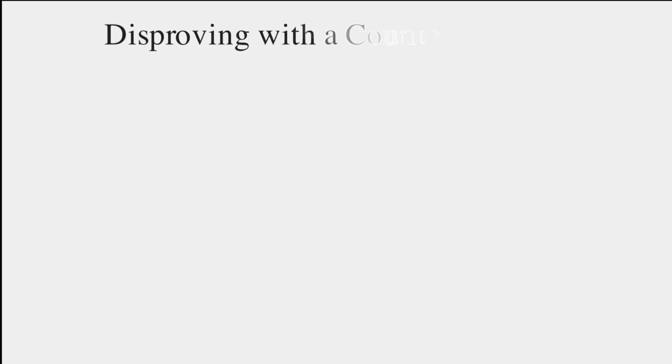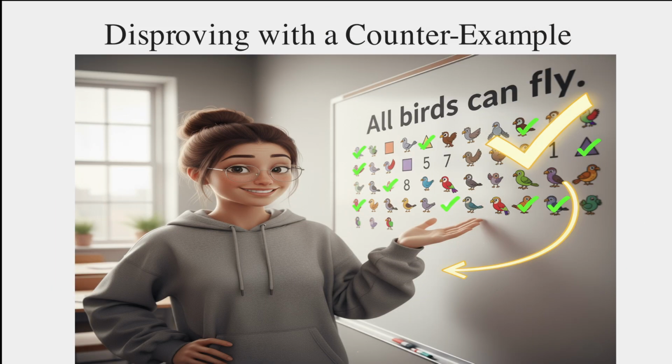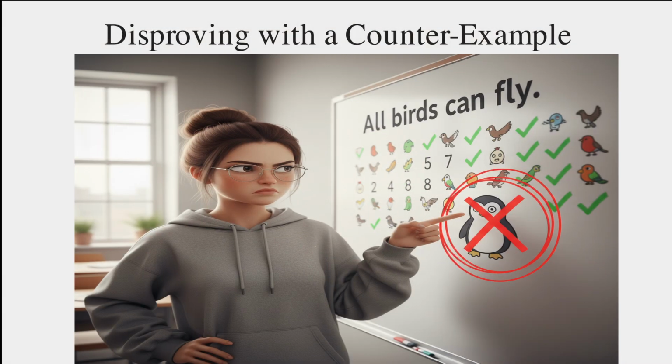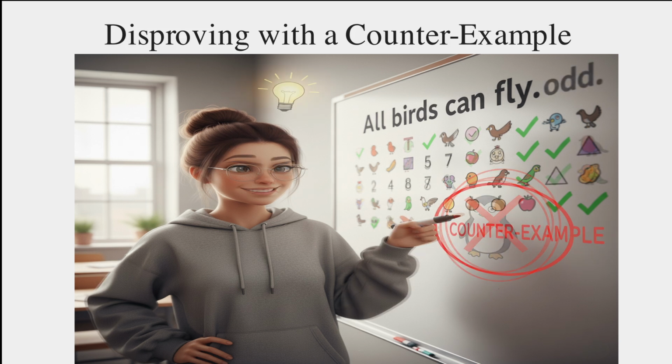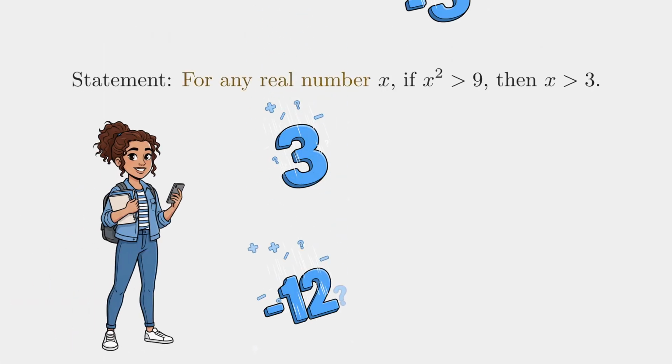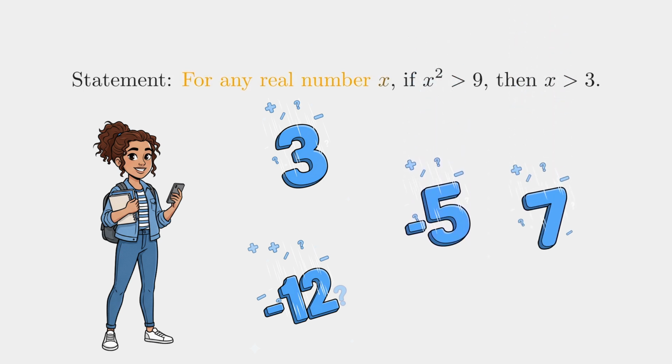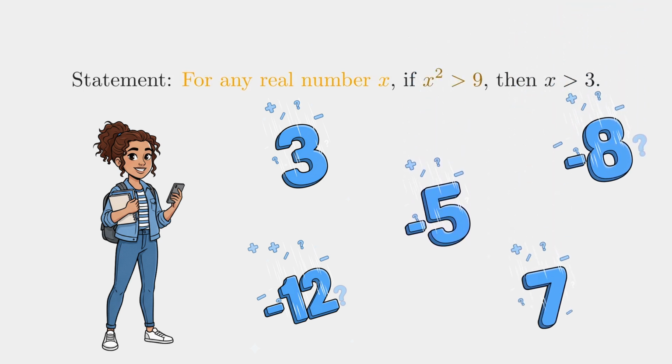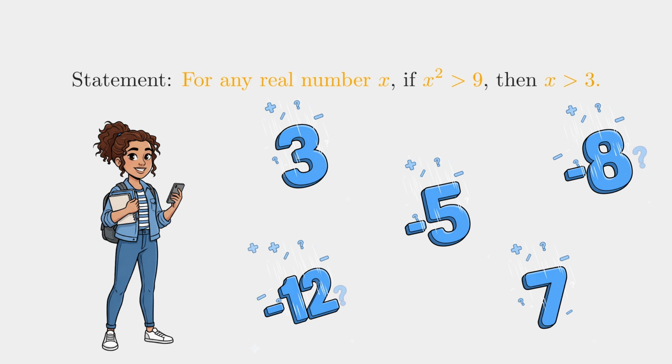In mathematics, a universal statement claims something is true for all possible cases. Now, to prove it false, we only need to find one single case where it fails. This is called a counterexample. Now, consider this statement. For any real number x, if x squared is bigger than 9, then x is bigger than 3.